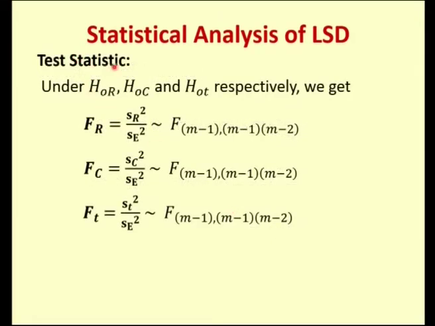To test the null hypothesis, we have the test statistic defined as F_r, equal to the mean sum of squares due to rows divided by the mean sum of squares due to error, and it follows the F distribution with m minus 1 and (m minus 1) into (m minus 2) degrees of freedom. Also for columns we have s_c squared by s_e squared, and it again follows the F distribution with m minus 1 and (m minus 1) into (m minus 2) degrees of freedom, and F_t is also given.